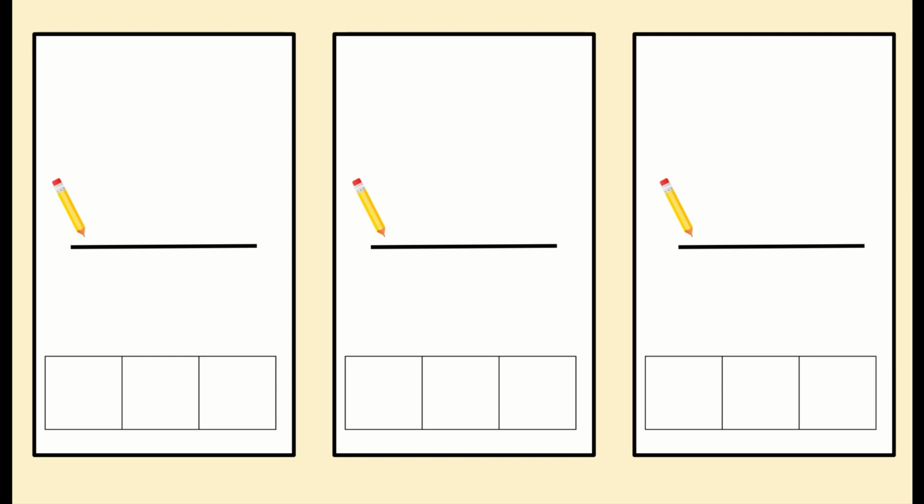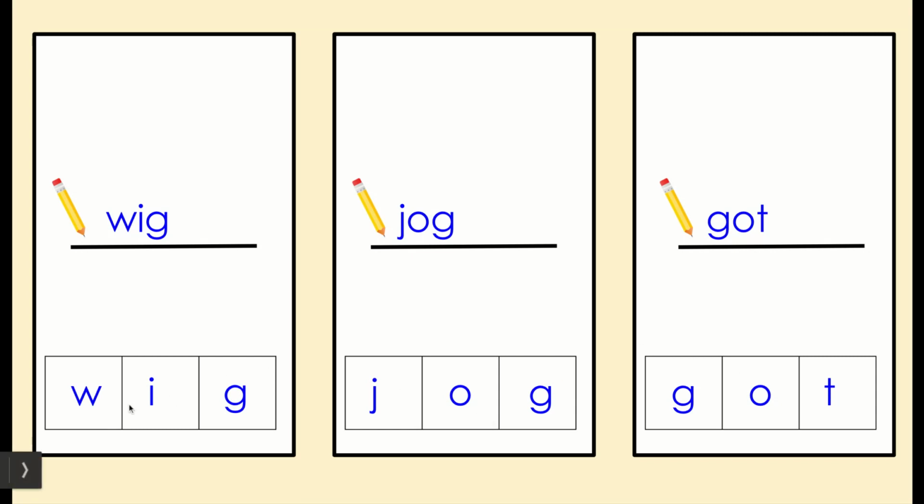All right, let's check to see how you did. The first word was wig, w-ig. You should have spelled it W-I-G. The next word, jog, j-og. You should have spelled it J-O-G. And the last word, got, g-ot. G-O-T.